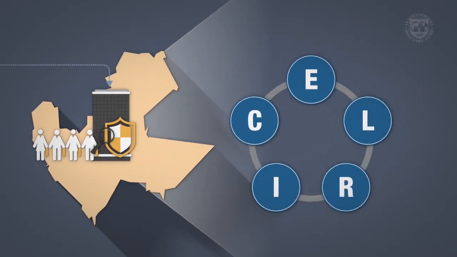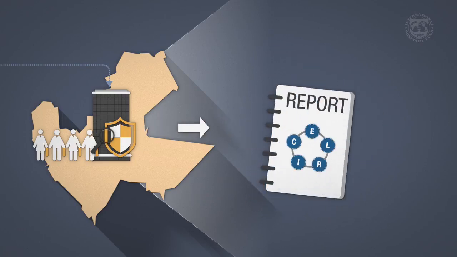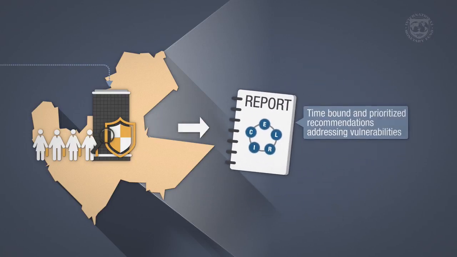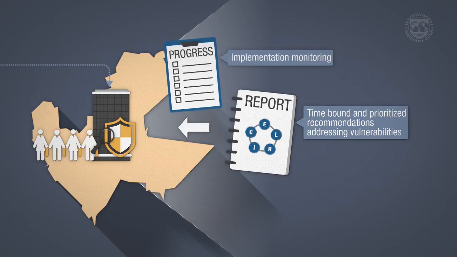The main output of a safeguards assessment is a confidential report that establishes time-bound and prioritized recommendations to address key vulnerabilities in a central bank's safeguards framework. In addition, safeguards activities include monitoring members' progress in implementing these recommendations.